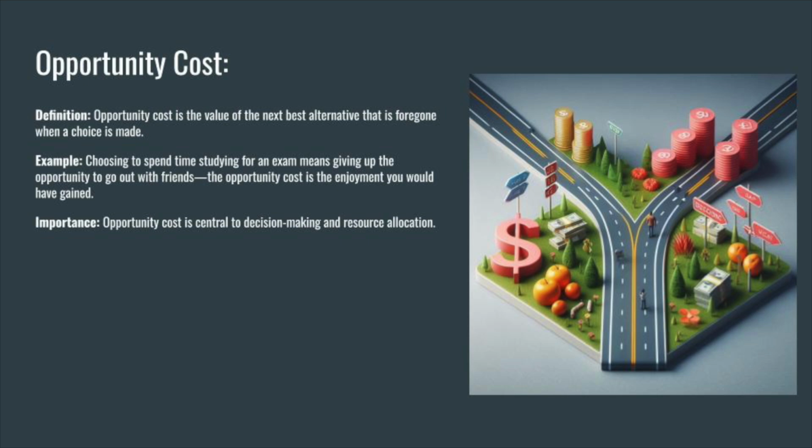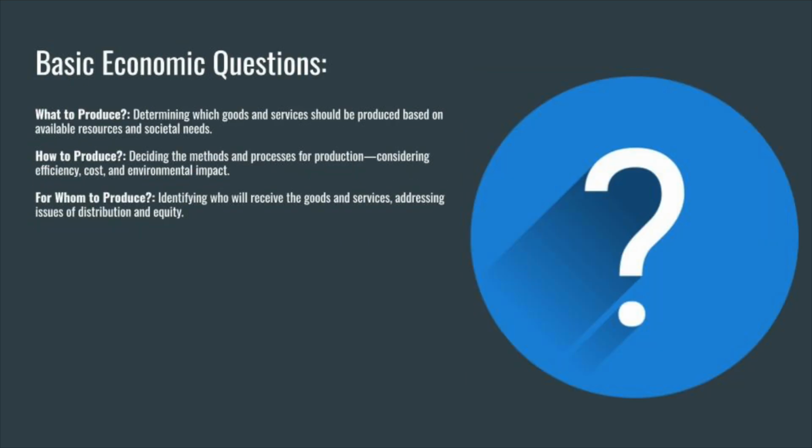Making one choice usually involves giving up another, which brings us to the concept of opportunity cost, the value of the next best alternative that is foregone when a choice is made. This concept is fundamental in understanding the cost of any decision. We can also discuss free goods, goods that are abundant and have no opportunity costs, like air or sunlight. However, most goods are scarce and require trade-offs, leading to critical economic questions.